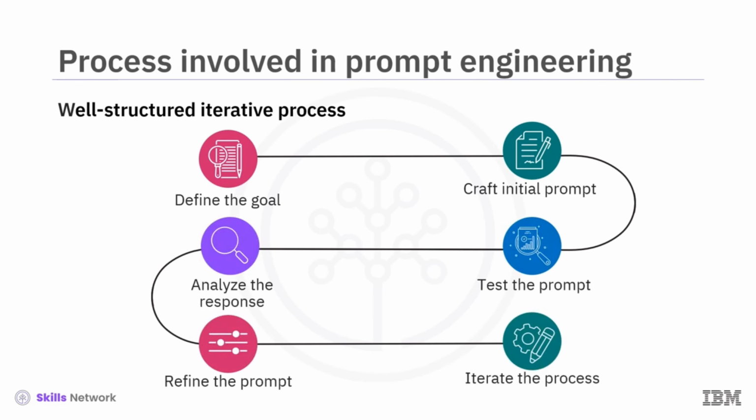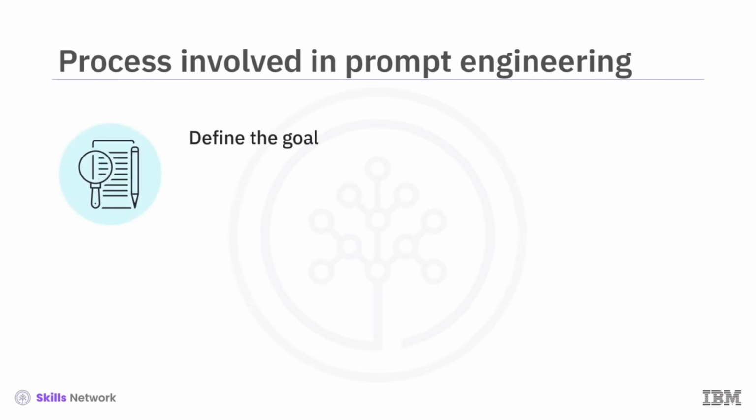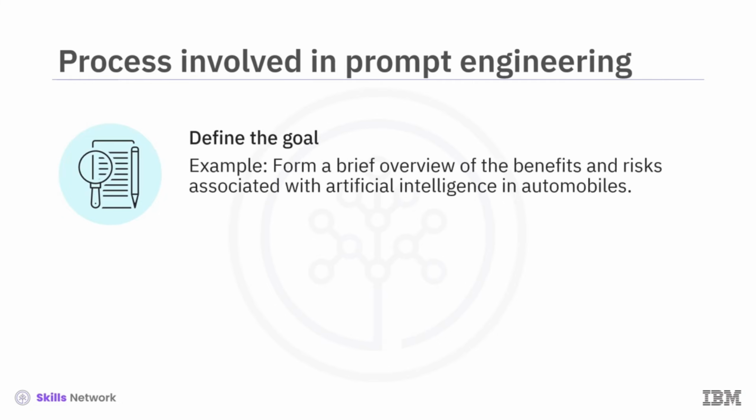Let's understand the step-by-step process involved in creating effective prompts through prompt engineering. Define the goal. The initial step in the process involves establishing a distinct goal. You must know what exactly you want the model to generate. For example, form a brief overview of the benefits and risks associated with artificial intelligence in automobiles. Craft initial prompt. Having defined the goal, it's now time to create an initial prompt. This might manifest as a question, a directive, or even a situation depending on the goal.